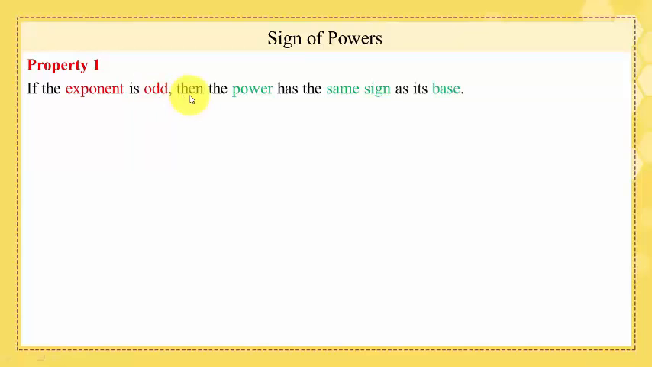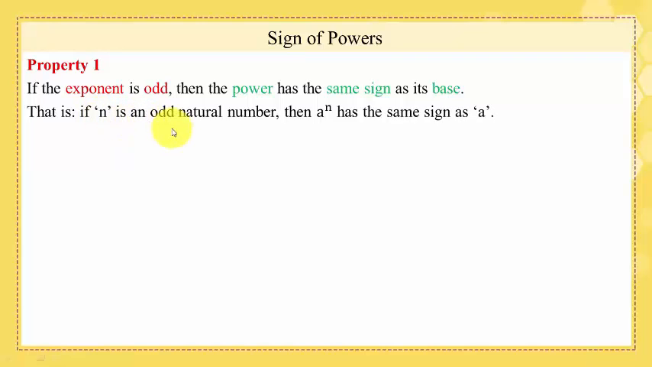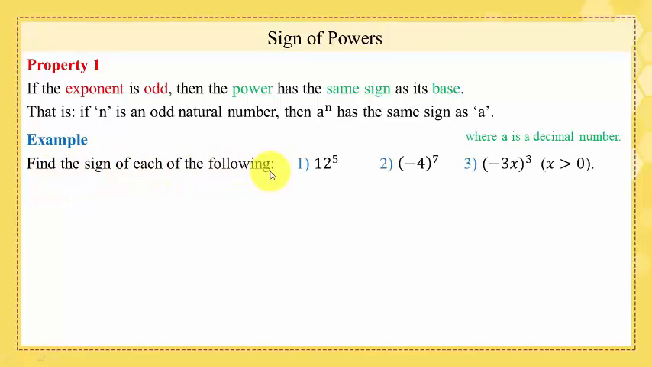Sign of powers. Property 1. If the exponent is odd, then the power has the same sign as its base. That is, if n is an odd natural number, then a exponent n has the same sign as a, where a is a decimal number. Example: find the sign of each of the following powers. In these powers, all the exponents are odd.